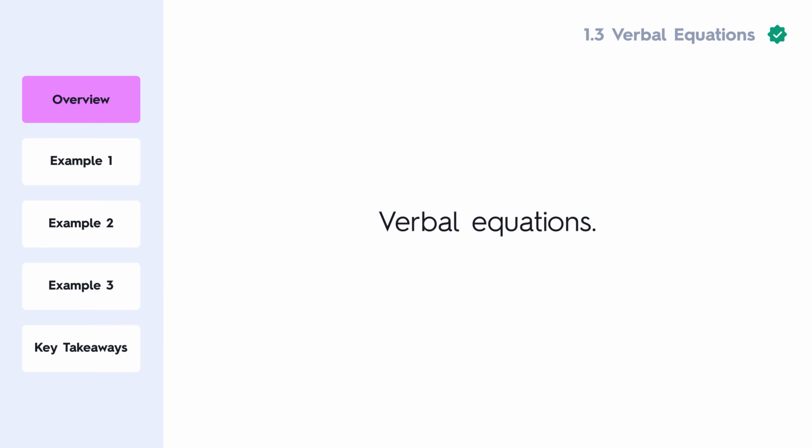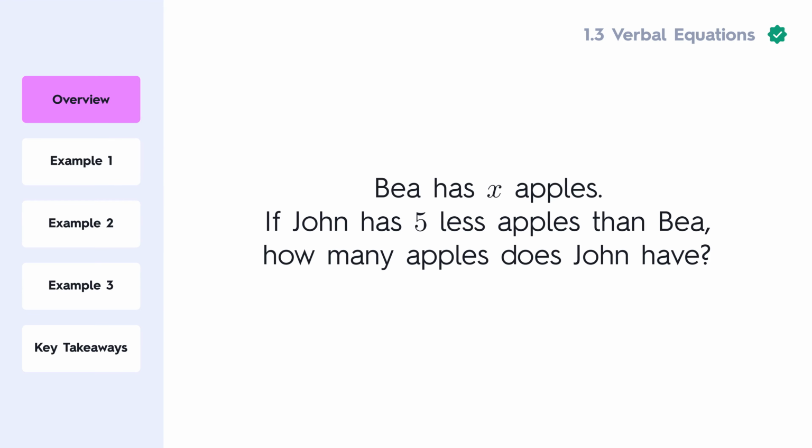Now that we've introduced the topic, let's break down what we mean by verbal equations and how we can solve them. A verbal equation is simply a word problem that describes a mathematical relationship. Our job is to translate the words into an equation that we can solve. This process involves identifying the key information from the problem and deciding what the unknown value, our variable, should represent.